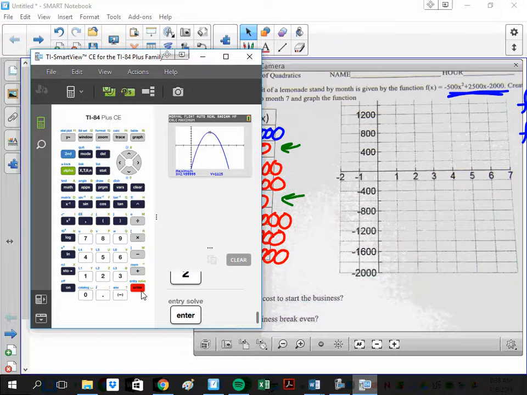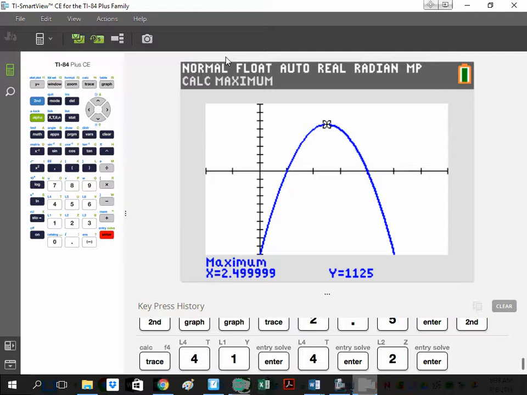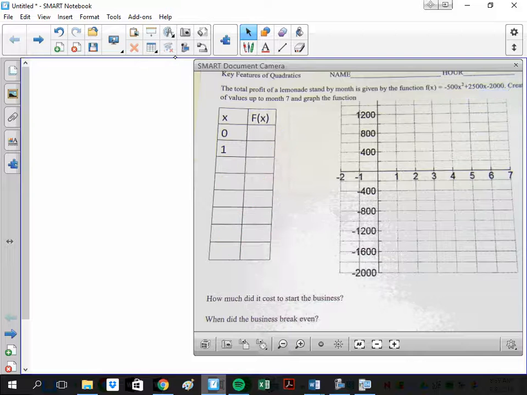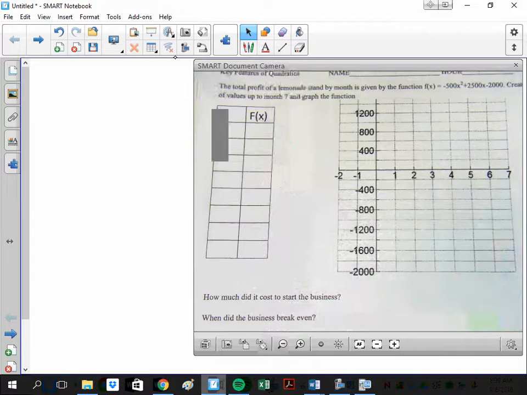Now mine says 2.499999. What does that really mean? It means 2.5. Because my guess was a little bit off, the calculator kind of freaked out a little bit. The closer your guess is to the actual number, the more accurate your answer will be. Okay. We now know everything we need to know for the rest of these questions.